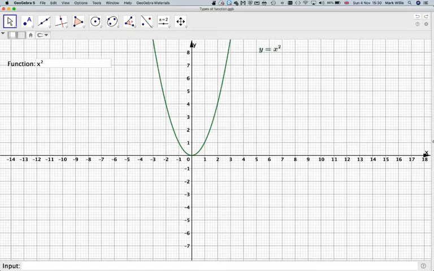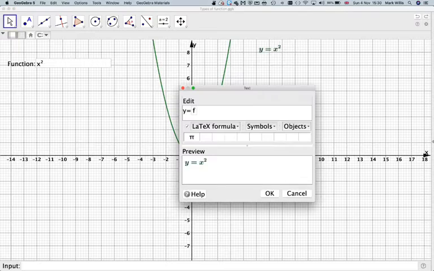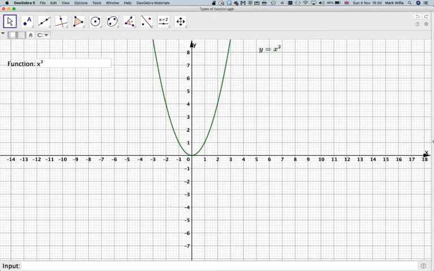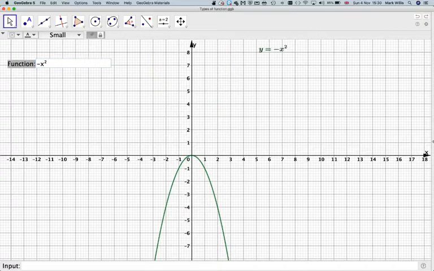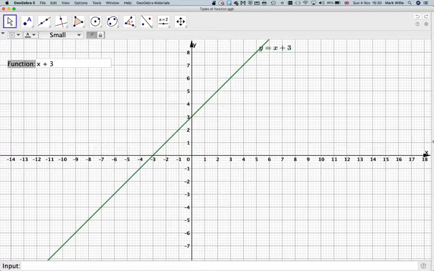If I put a minus sign in there, oops, sorry, let's just edit that. Put in a minus sign. Okay, then the shape becomes the other way around. So this is just to see basic functions. If we just do straight line graphs, so let's just do x plus 3, then that's the line there. We know those would be straight line graphs.